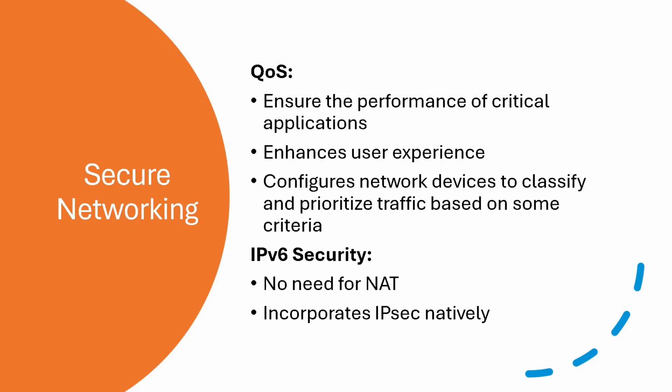IPv6. IPv6 is the most recent version of Internet Protocol designed to replace IPv4, offering a vastly larger address space and enhanced features. Unlike IPv4, IPv6 has enough addresses to assign a unique IP to every single device, eliminating the need for network address translation, or NAT. It incorporates IP security natively for encryption and authentication, enhancing security.